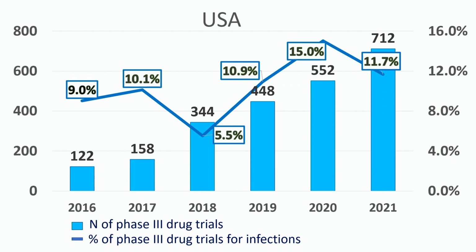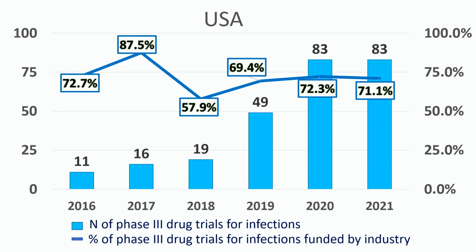Regarding the United States, again you have a strong increase in the overall number of phase 3 drug trials, from 122 to 712. And for the number of phase 3 drug trials for antimicrobials, you have different percentages. Again, you have a big drop in 2018, and then a nice jump. Also in 2020, you have 15% for antimicrobials.